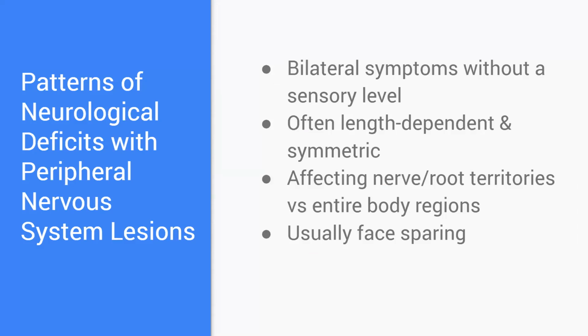Bilateral symptoms without a sensory level is often a good indication that you may be looking more peripherally for a lesion. Also, if you have length-dependent and symmetric sensory loss, for example, that could be another good indication that you need to look at the peripheral nervous system. And then, of course, if you have a specific nerve that seems to be affected, or if a specific root territory is affected versus an entire body region, like an arm with a stroke in the brain, then you're more likely thinking peripheral nervous system, as well as face-sparing lesions tend to be peripheral.